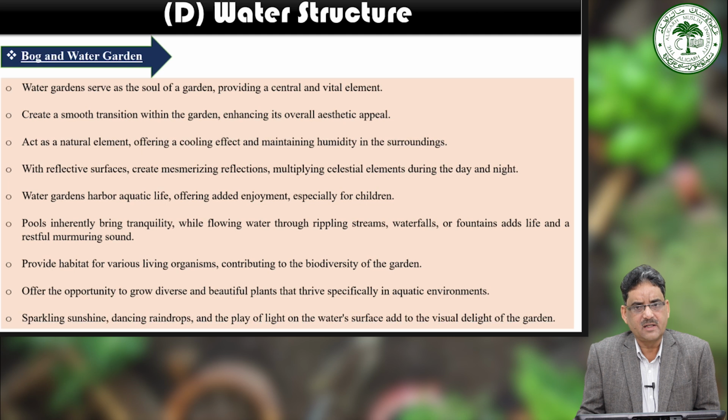Water gardens provide habitat for various living organisms, contributing to the biodiversity of the garden. They offer the opportunity to grow diverse and beautiful plants that thrive specifically in aquatic environments. Moreover, sparkling sunshine, dancing raindrops, and the play of light on the water surface also add to the visual delight of the garden.